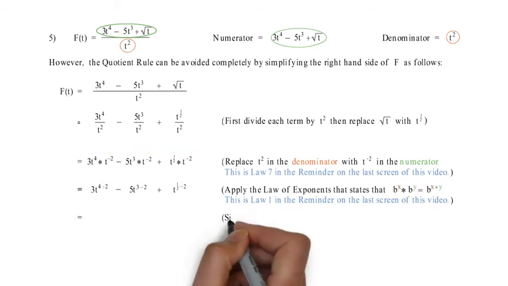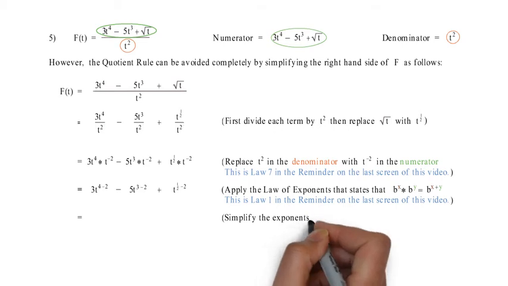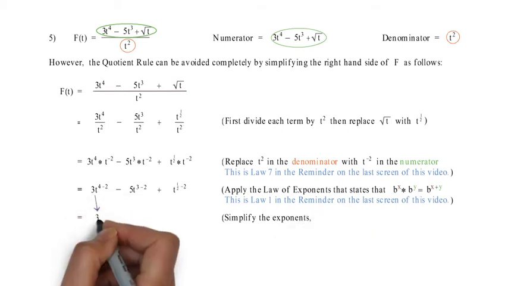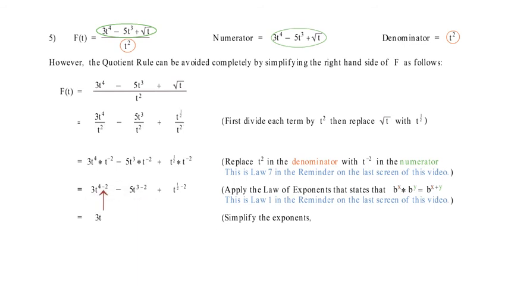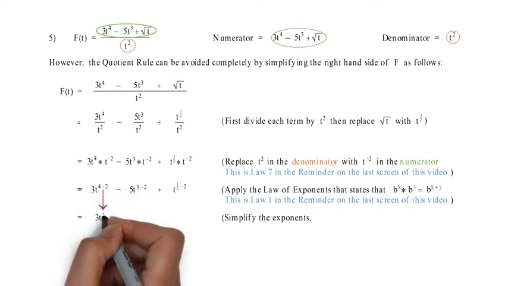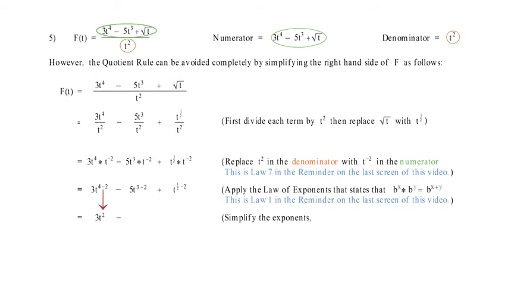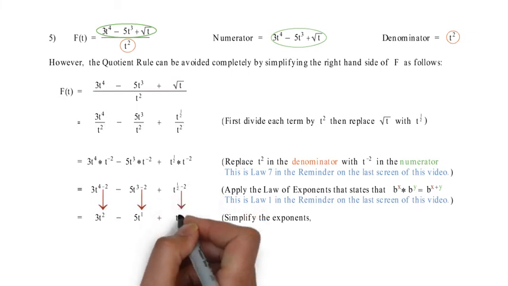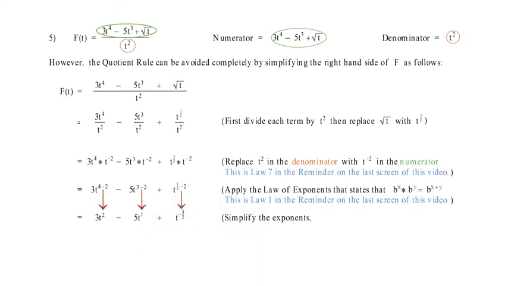Simplify the exponents. 3t to the 4 minus 2 is 2, minus 5t to the 3 minus 2 is 1, plus t to the a half minus 2 is minus 3 over 2. Now replace t to the 1 with t.